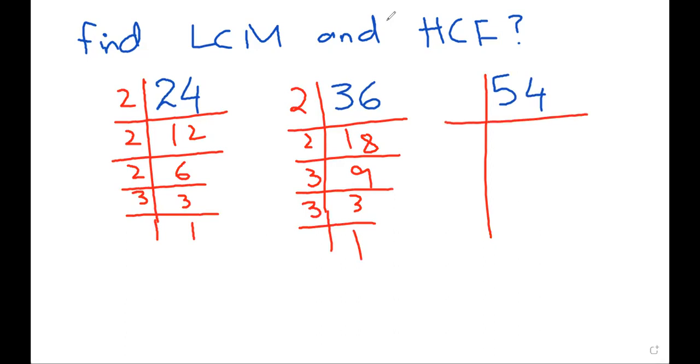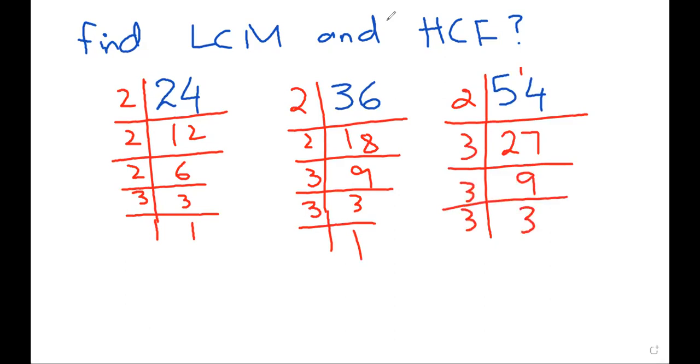Again, moving on to the next one. 2 times 27 is 54, 3 times 9 is 27, 3 times 3 is 9, and 3 times 1 is 3.